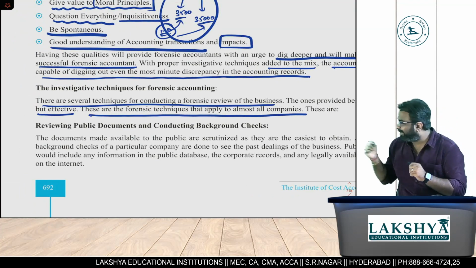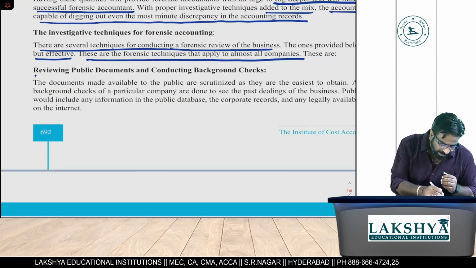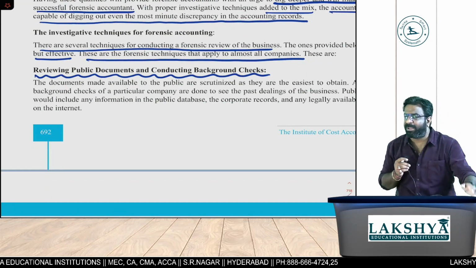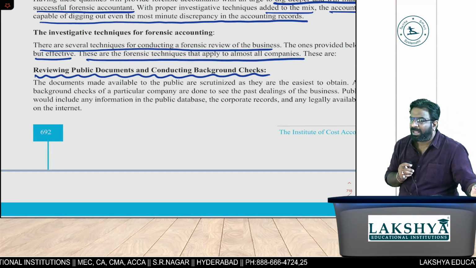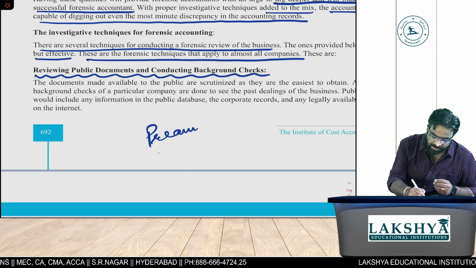Now, finally, they are going to talk about what? Techniques. What is technique number one? Reviewing public documents and conducting what? Background checks. What do you mean by background checks? You should know the preamble of the company. What do you mean by preamble?